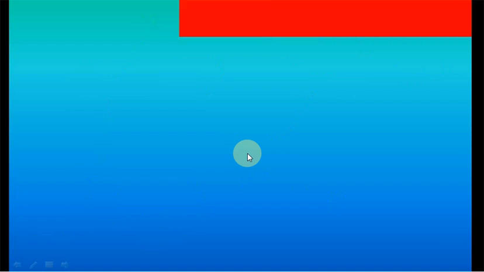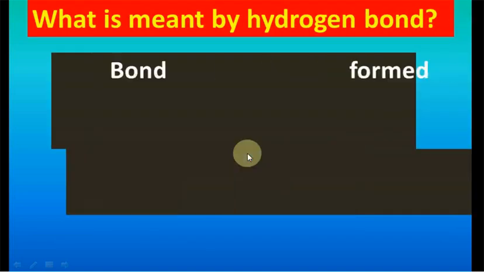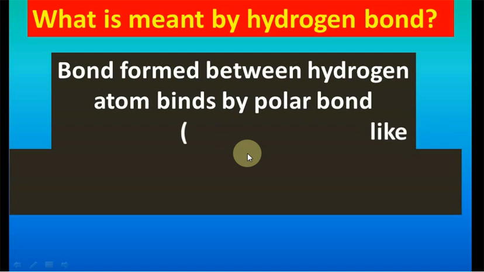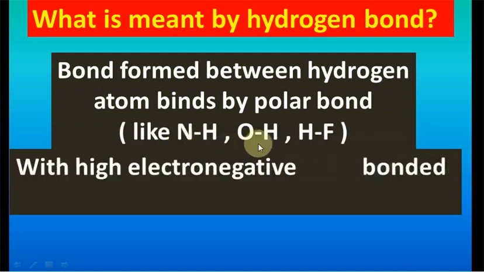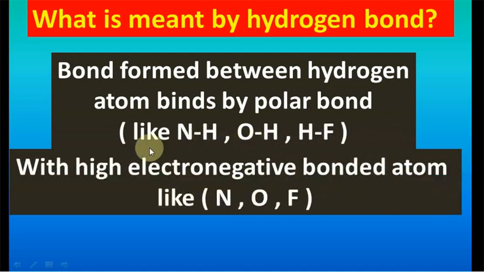I will define this by the following definition. Hydrogen bond is a bond formed between a hydrogen atom bound by polar bonds like NH, OH or HF, with a highly electronegative atom like N, O or F. NH with N, or OH with N, or HF with N. Two highly electronegative atoms, or NH with O, OH with O, HF with O, and so on. NH with F, OH with F, HF with F. This is called hydrogen bond.